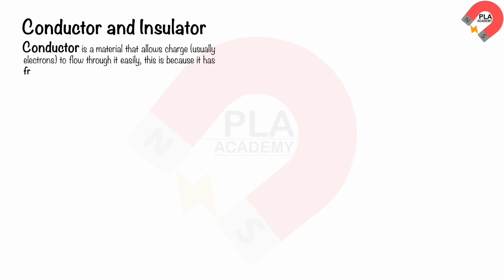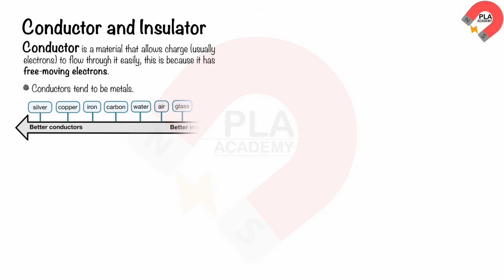Conductors and insulators. A conductor is a material that allows charge, usually electrons, to flow through it easily. This is because it has free-moving electrons. Conductors tend to be metals. For example, the materials are ordered from best conductor to poorest conductor, as shown on the diagram.